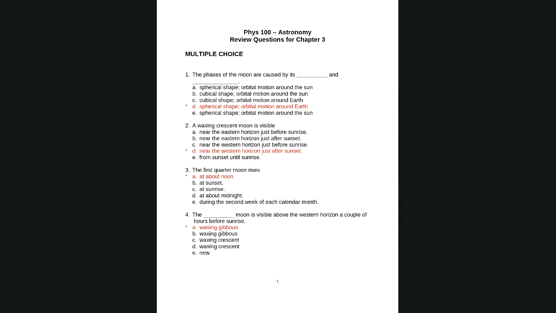First quarter moon rises at noon time. You can basically look at the clock, and this is the time where it rises. The moon is visible above the western horizon a couple of hours before sunrise, and this will be waning gibbous. Waxing gibbous is in the night sky, and it will be in the east. So that's one distinction that you make between these two. So that's the answer here.